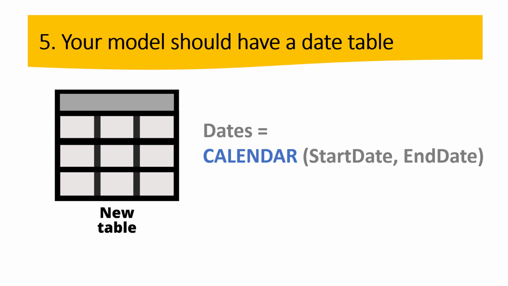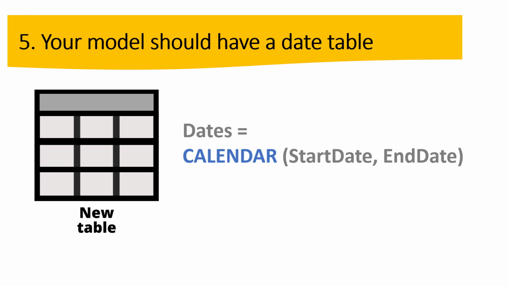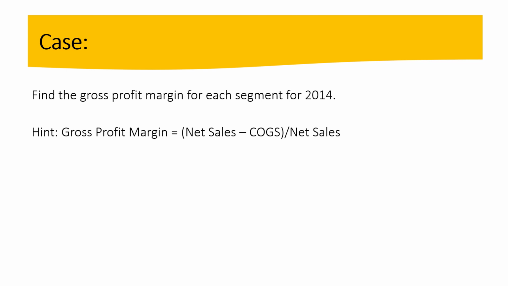So now guys, I already talked too much. So now let's go and solve the case, okay? So what is the question that we have here? Find the gross profit margin for each segment for 2014. There is a hint here, gross profit margin. It's basically a division. The numerator is net sales minus cost of goods sold, everything divided by net sales, right? So please keep this in mind.